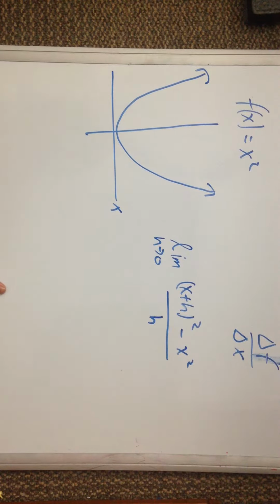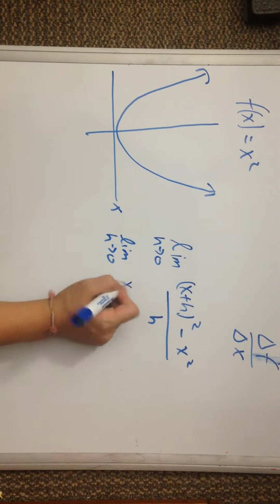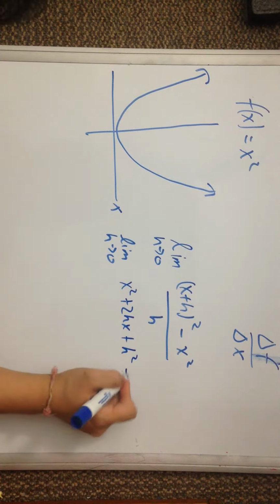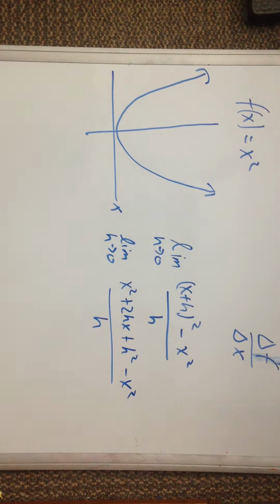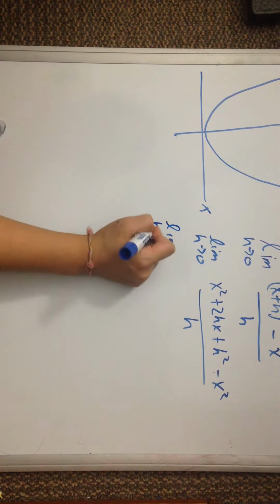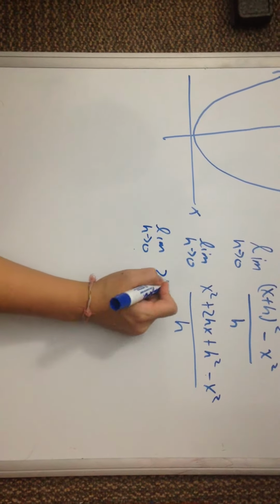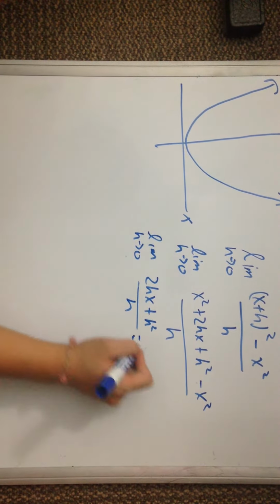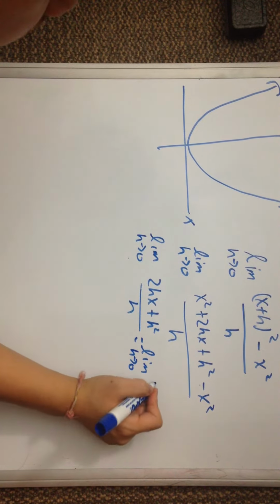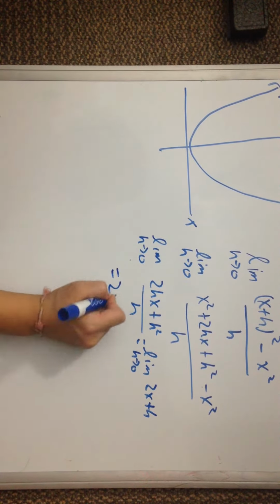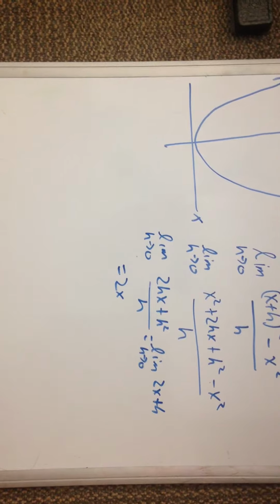And so we can mess around with this thing, and we get the limit as h approaches 0 of x squared plus 2hx plus h squared minus x squared, all over h. And so as we continue down, we get more and more precise. And so these cancel. And now we can divide out. Oh, and we know how to do this one. We're just going to substitute in. And so we get that the slope is 2x at every point in this graph.